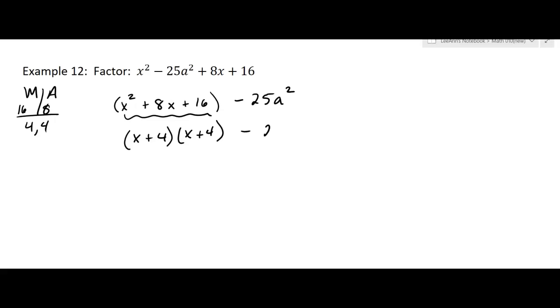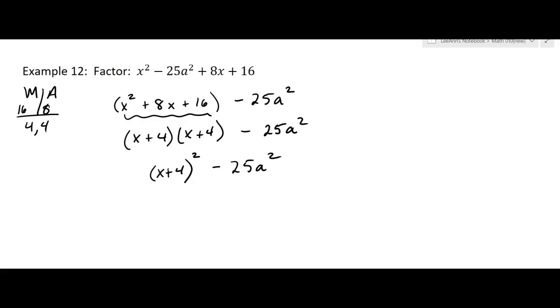Now, normally, we'd be happy enough to have that. We have factored that trinomial, but the whole overall operation is still subtraction, so it's not factored at this point. You have stuff minus stuff. Okay, I'm going to rewrite my stuff, x plus 4 squared, right? We said we could do that. Okay, so now I have this, x plus 4 squared minus 25a squared.